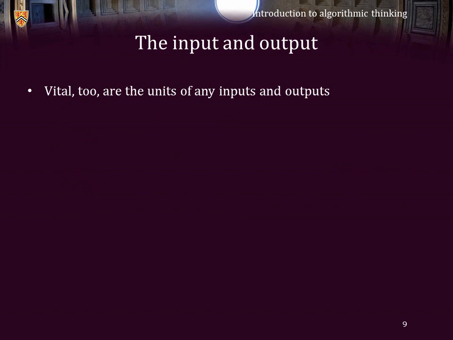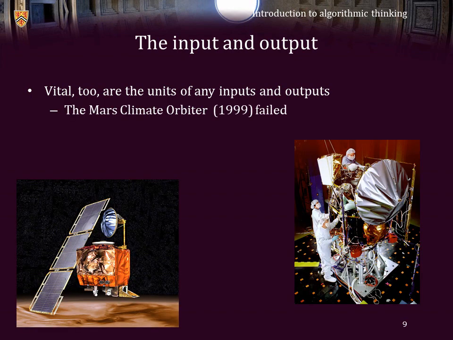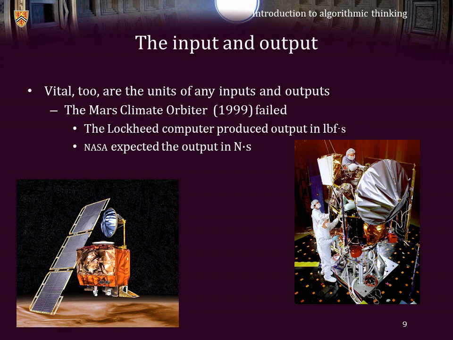Vital are the units of any inputs and outputs under certain circumstances. So, for example, the Mars Climate Orbiter from 1999 failed. Why did it fail? Well, it failed to achieve orbit because the Lockheed computer produced output in pound force seconds. NASA was expecting the output in Newton seconds. The units were specified in the contract. The failure to adhere to the units resulted in the Mars orbiter failing to achieve orbit.